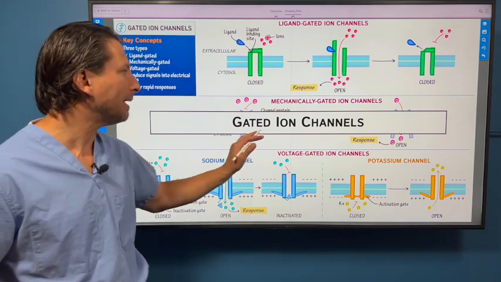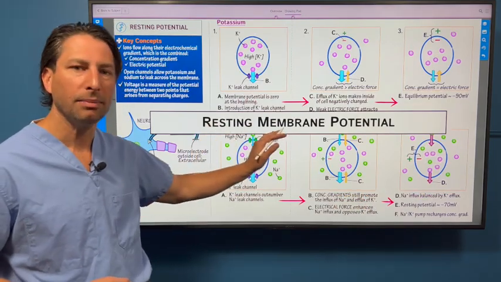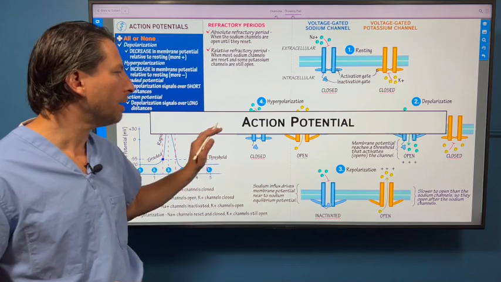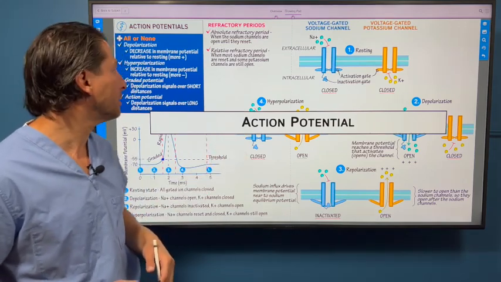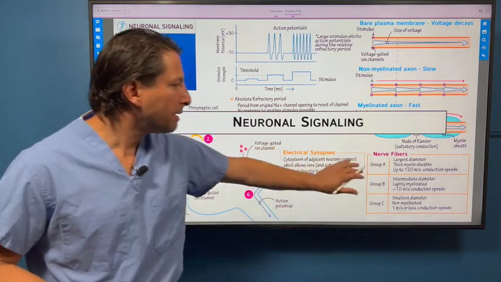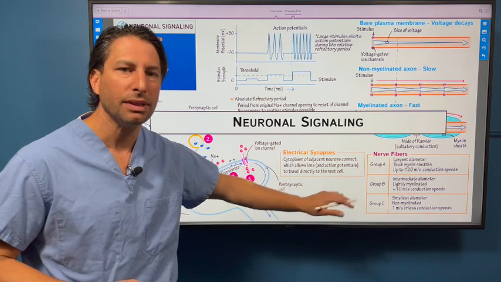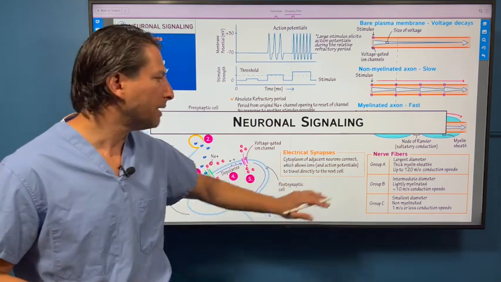The first is gated ion channels. Another is more information about the resting membrane potential. More information about the action potential itself, and then neuronal signaling. And this brings up this concept of heavy myelination versus light or unmyelination.